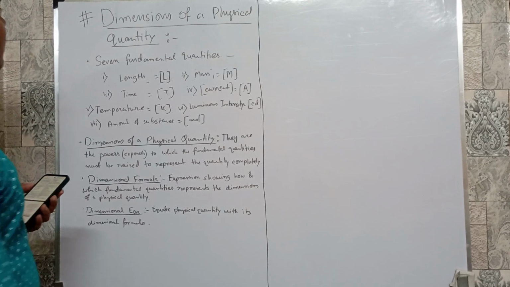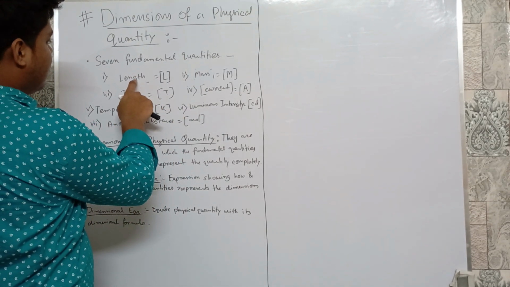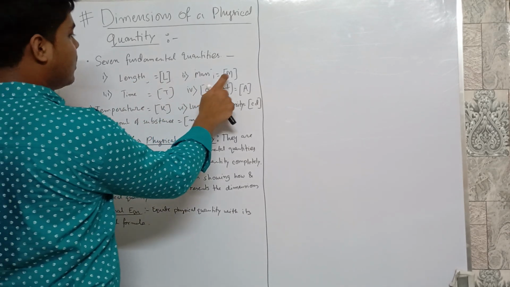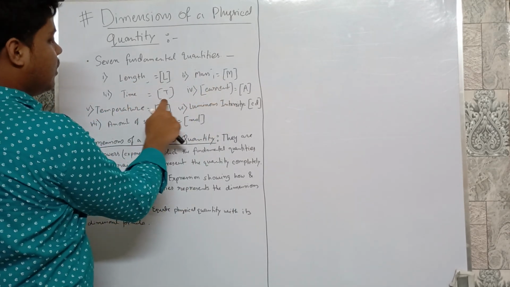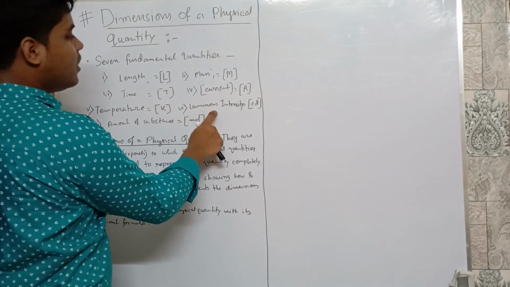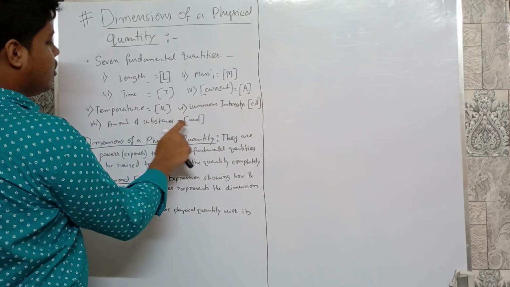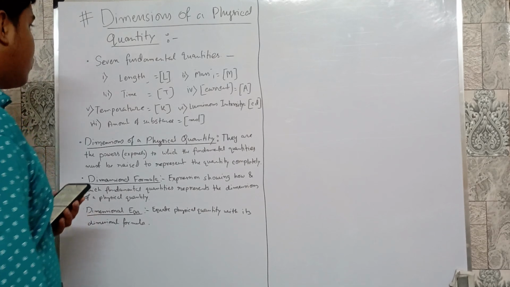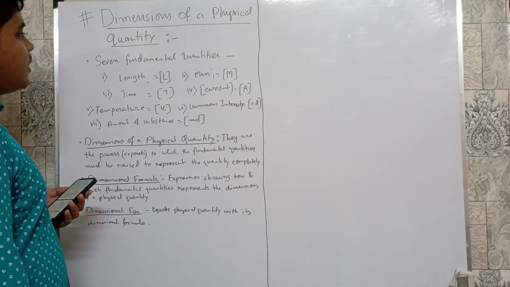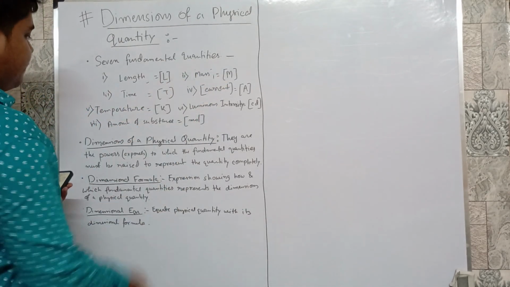So what are the 7 fundamental quantities? They are, respectively, length, for which we state L; mass, M; time, T; current, A; temperature, K; luminous intensity, CD, candela; and amount of substance, mole. Whenever we are asked to find the dimension of a derived quantity, we will try to find that in terms of these things.